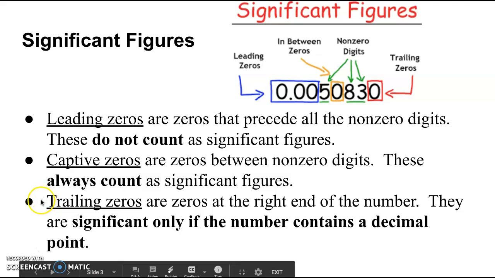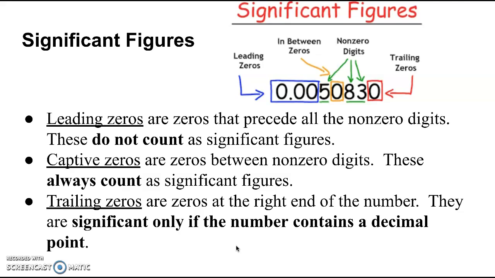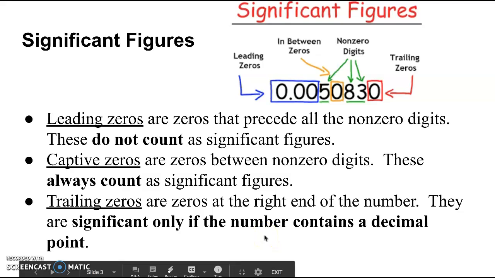Then you have trailing zeros, or zeros that are at the end of the number. That depends on if you have a decimal point. So trailing zeros are zeros at the right end of the number. They are significant only if the number contains a decimal point.